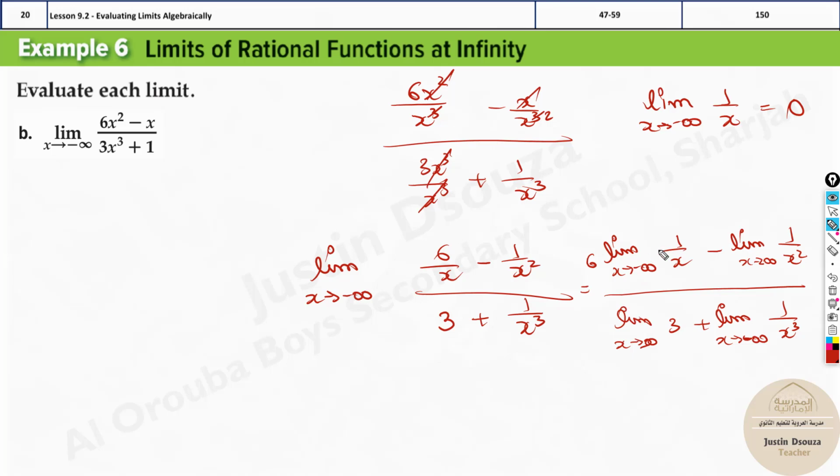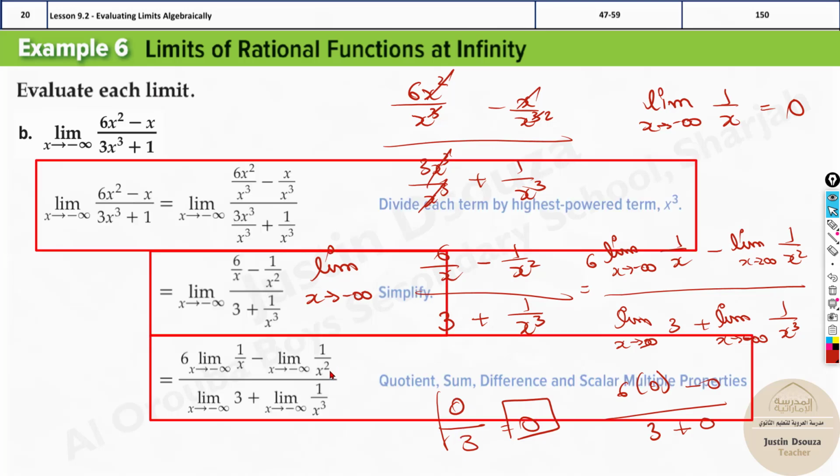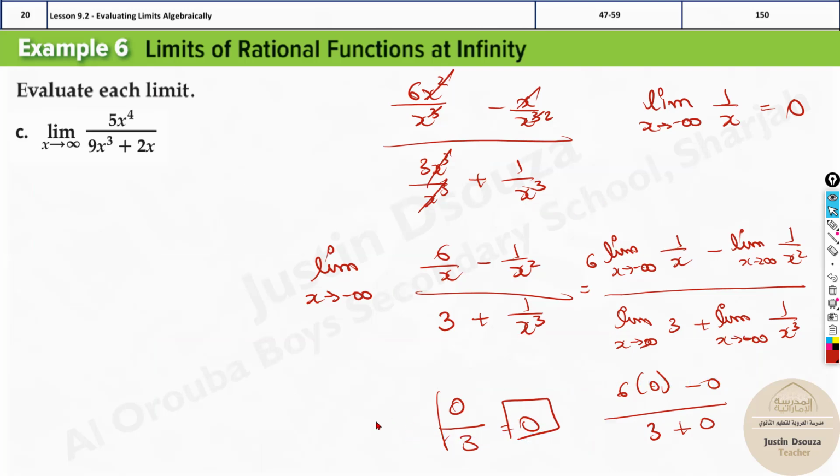And now what you do is you substitute everything over here and you get all these zeros, right? So what happens here? It will be 6 times 0 because 1 by infinity is 0. Even if it's 1 by infinity squared, like x squared, that's also 0 only. Minus 0, divided by, over here we have only 3 plus 0. So it becomes 0 minus 0 but divided by 3. The answer is 0. So this is the final answer. Don't think it's infinity, because we have a number in the denominator. 0 divided by 3 will be 0. That's it. So that's the answer.